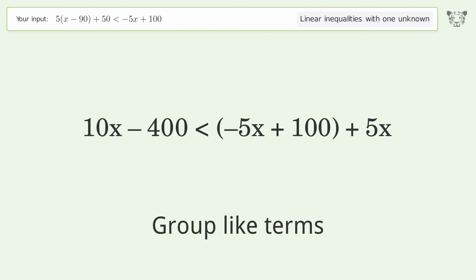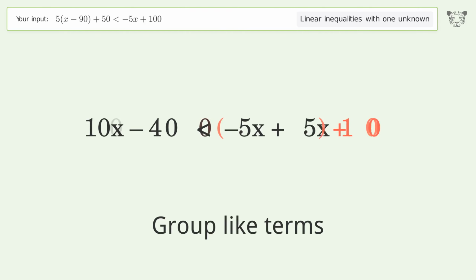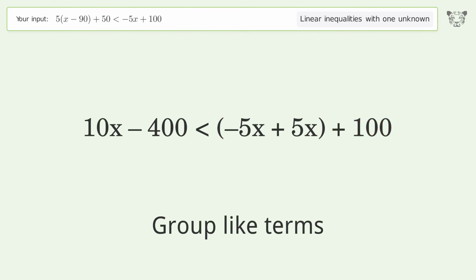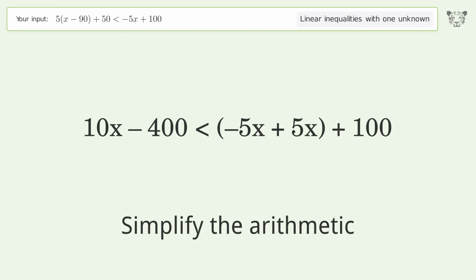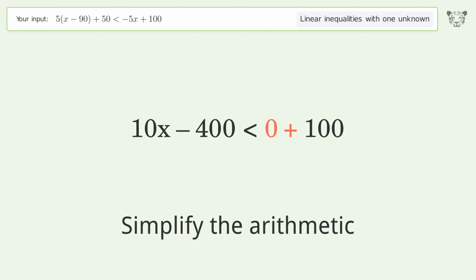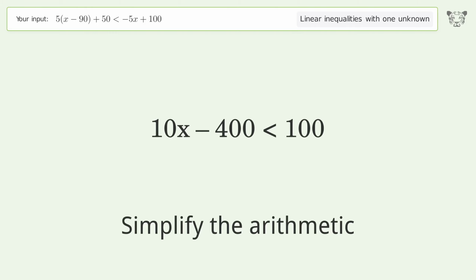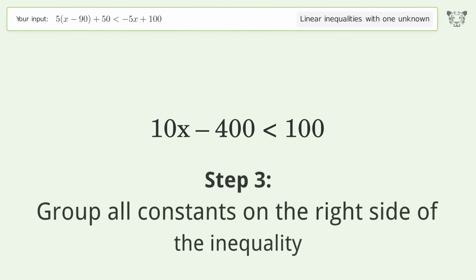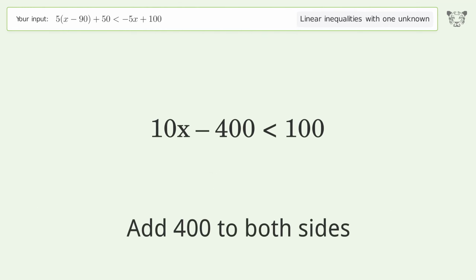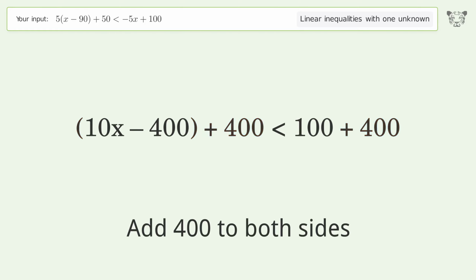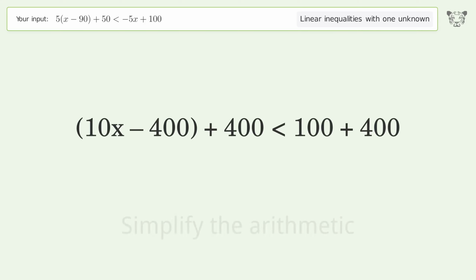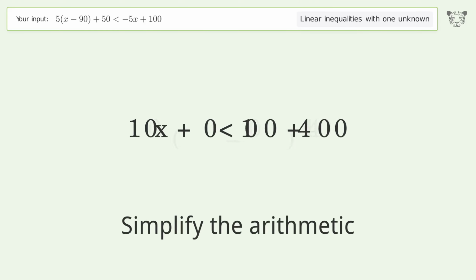Group like terms. Simplify the arithmetic. Group all constants on the right side of the inequality. Add 400 to both sides. Simplify the arithmetic.